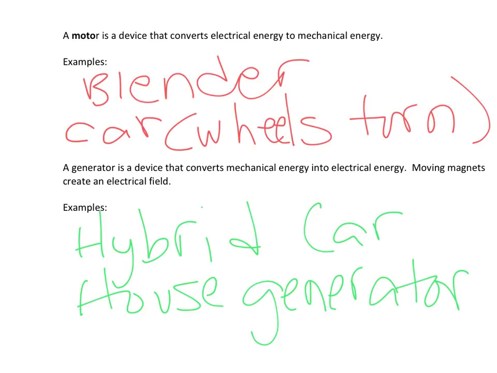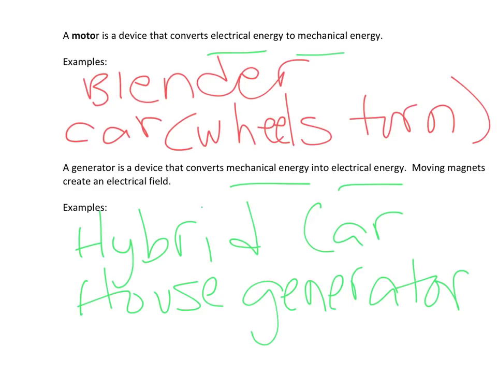A car also has a motor. A car has a lot of things, but it has a motor. Once we have created the electricity, so it starts with chemical, and then that turns into electrical, and the electrical makes the wheels turn. So that's our mechanical. But the opposite of that would be a generator. A generator takes mechanical energy and converts it into electrical energy. So this is pretty important. These are opposites.